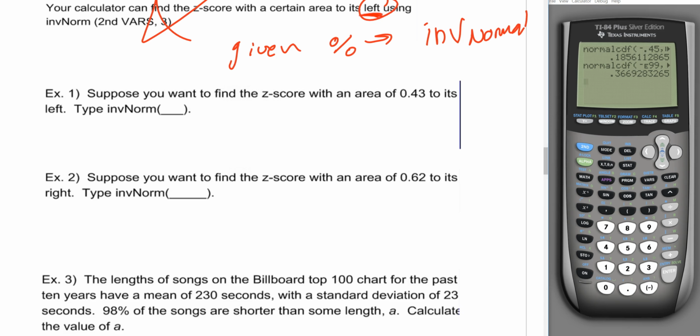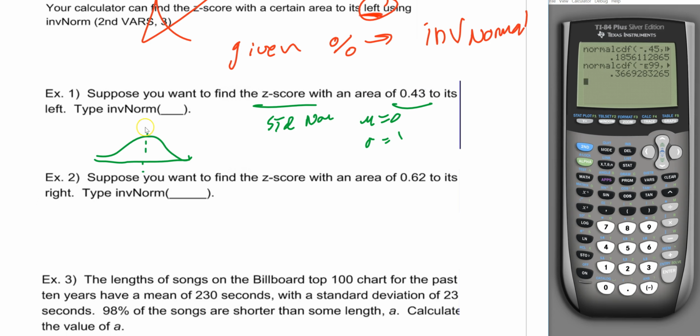Suppose you want to find the z-score with an area of 0.43 to its left. So that's standard normal. That means your mean is 0 and your standard deviation is 1. So keep that in mind if you ever see z-scores, standard normal. Right, and so the area of 0.43 is to the left. So keep in mind I'm starting from the left hand side. So if it says shorter or smaller or less than, then you start on the left hand side. So 0.43, now remember halfway is 50%, so we're around here.